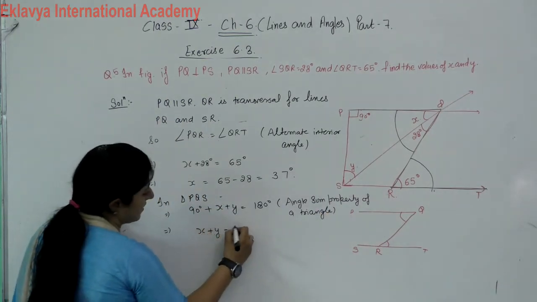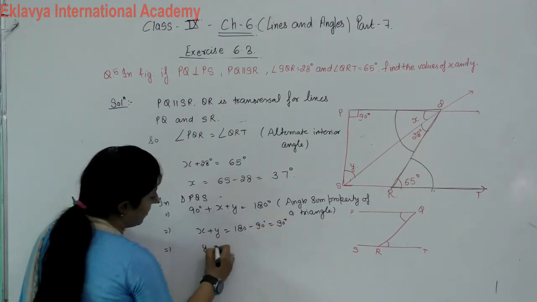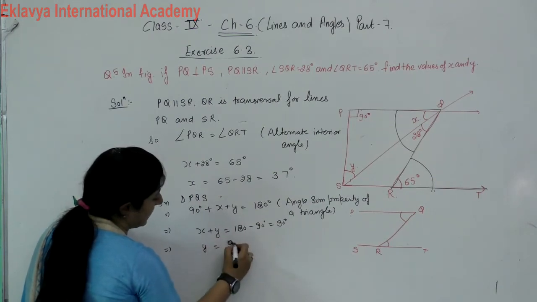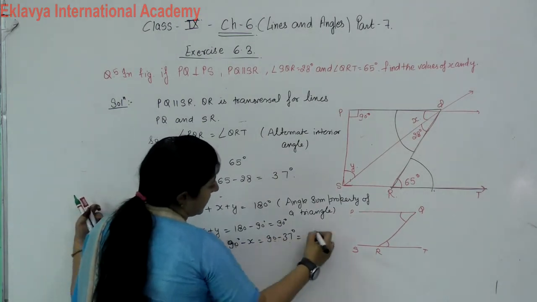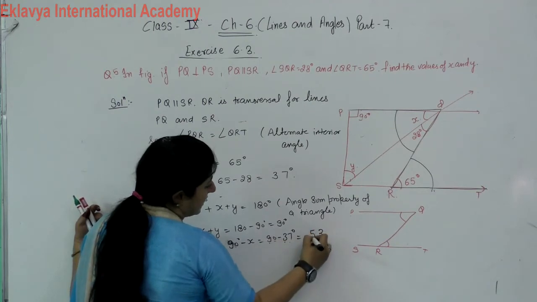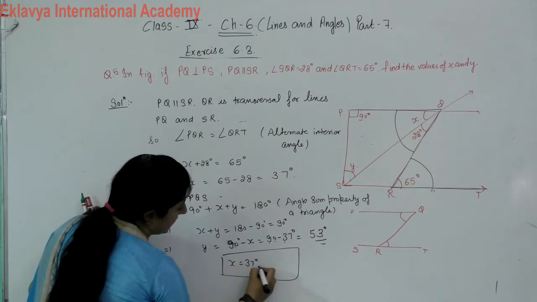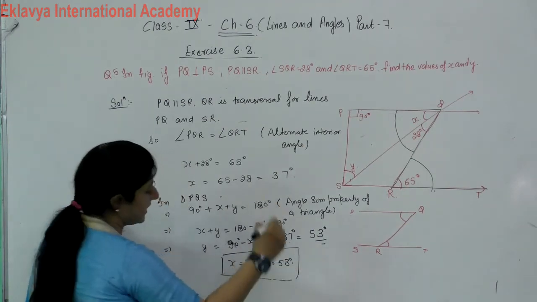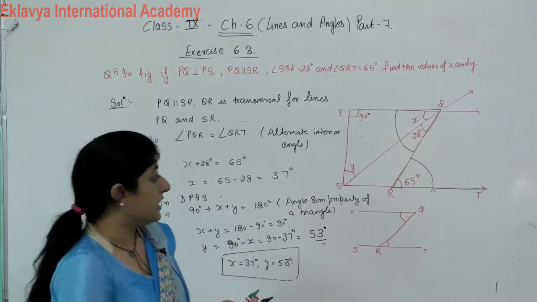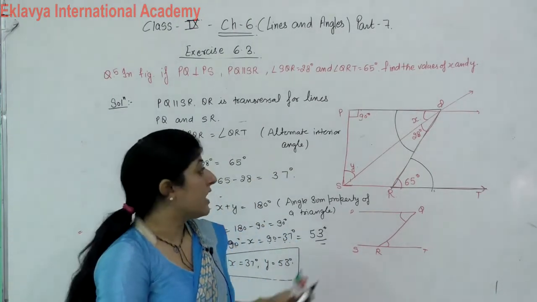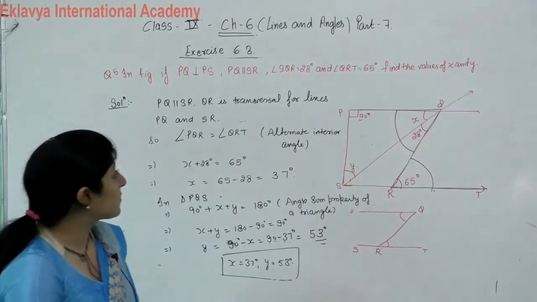X plus Y is equal to 180 minus 90, which is equal to 90 degree. We know the value of X, then Y is 90 degree minus X, which is 90 degree minus 37 degree. Then our answer is X is equal to 37 degree, Y is equal to 53 degree. This type we will solve using the exterior angle property or concept of parallel lines, and the angle sum property of a triangle. See the next question.